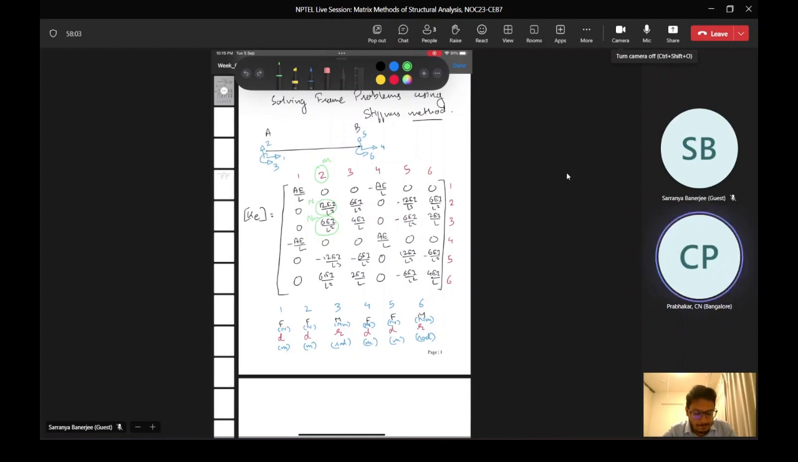If you put the units for EI and L square, we are going to get newton only, not newton meter. Just in that context, let's make one thing clear. EI by L cube into L will give us newton.